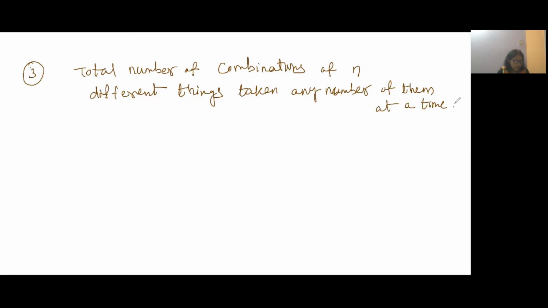So this is also very interesting. So n things, all different, are given. You can deal with each object: either it is included or excluded, right? So the first thing can be dealt with in two number of ways.